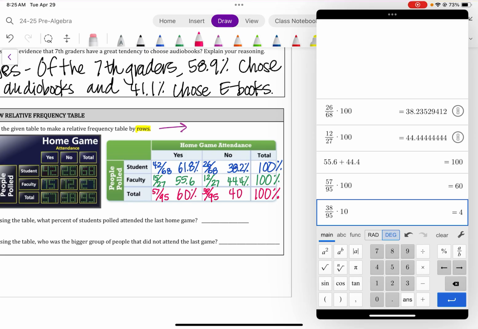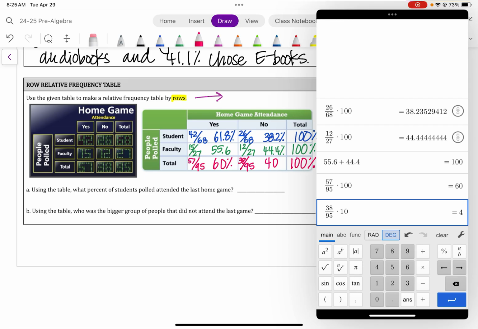So when we're finding frequency by rows, you want the rows to total 100%. If you're doing it by columns, you want the columns to total 100%. So let's answer these last two questions. Using the table, what percent of students attended the last home game? So we just need to look at the students. And yes, it is 61.8%.